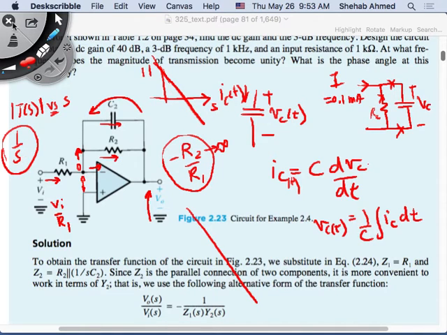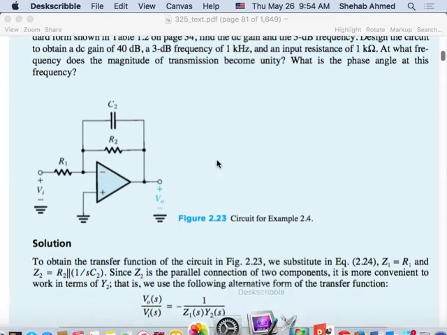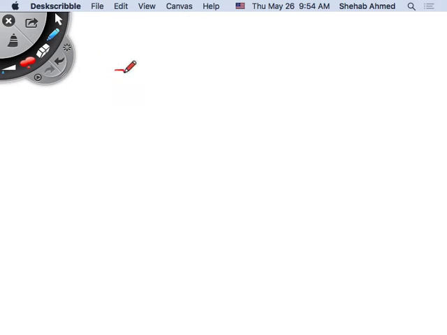Plot x of t equals 1 over t. Sorry. 1 over x doesn't look like it. x of t is equal to 1 over t. So it looks like this. Looks like what? 1 over t.